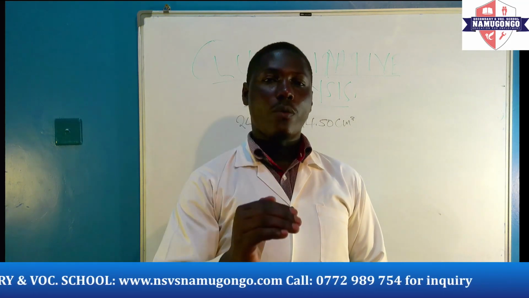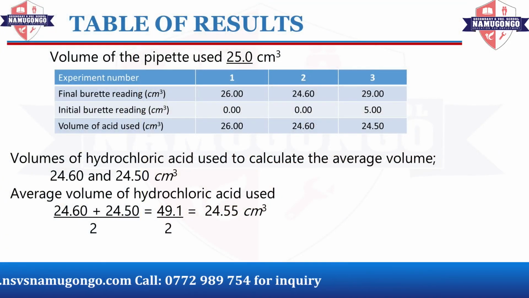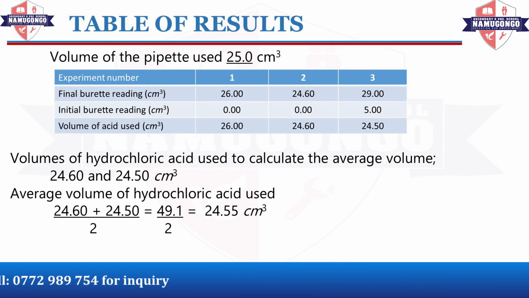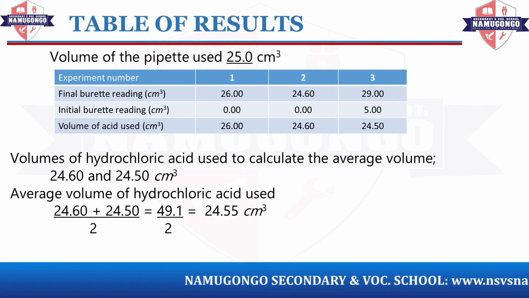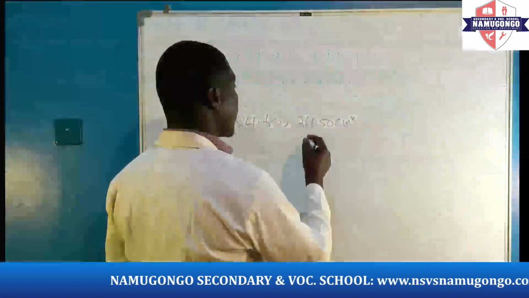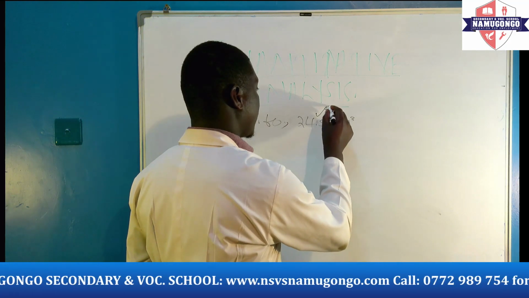After the table, the examiner will ask you to write the values that you are going to use to get the average, because the average will be the most correct value that you are going to use in your calculation as the volume of hydrochloric acid which was released from the burette. So we are going to use these 2 to get the average volume of hydrochloric acid. And what do we do? At first they will tell you to record them, and when you record them like this, these ones earn you a full mark. A full mark.